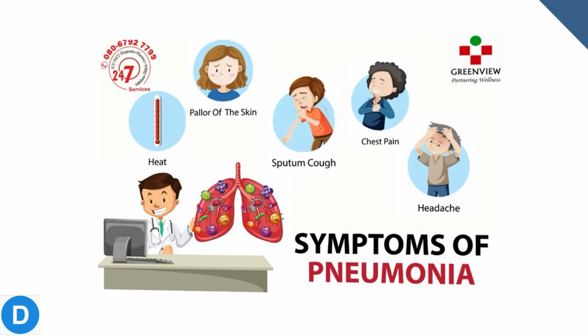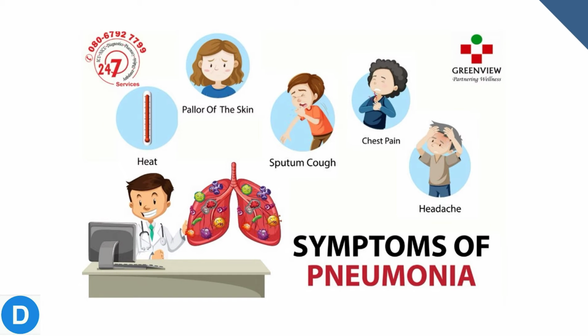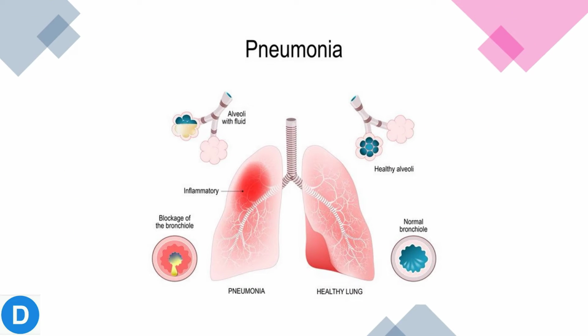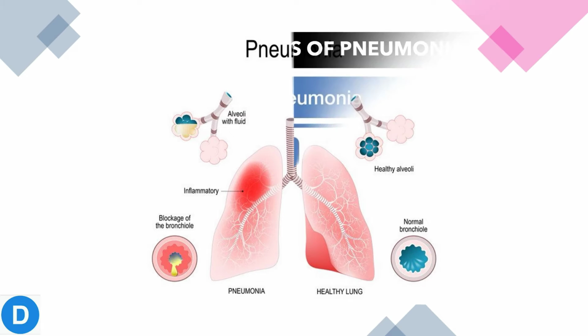The symptoms of pneumonia are fever, pallor of skin, sputum, cough, chest pain, headache, trouble breathing, etc. The infection causes the lungs' air sacs, or alveoli, to become inflamed and filled up with fluid or pus that can make it hard for oxygen to get into your bloodstream. After which it would lead to blockage of the bronchioles. In this picture we can see a healthy lung and a lung which is infected with pneumonia.